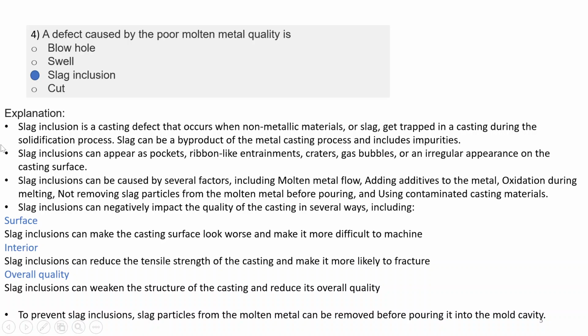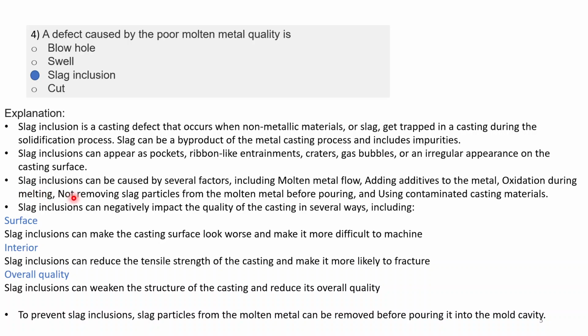Slag inclusion is a casting defect which occurs when non-metallic materials or slag get entrapped in a casting during the solidification process, and this slag can be a byproduct of the metal casting process and includes impurities. Slag inclusions can appear as pockets, ribbon-like entrainments, and also craters, gas bubbles or as irregular appearances on the casting surface.